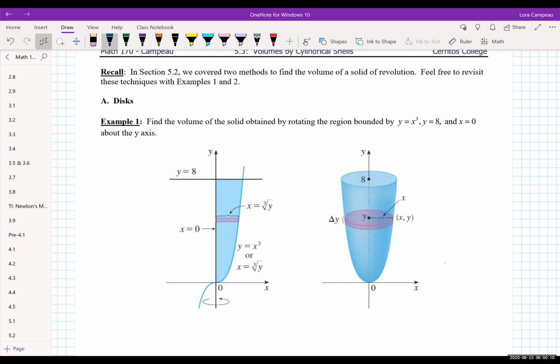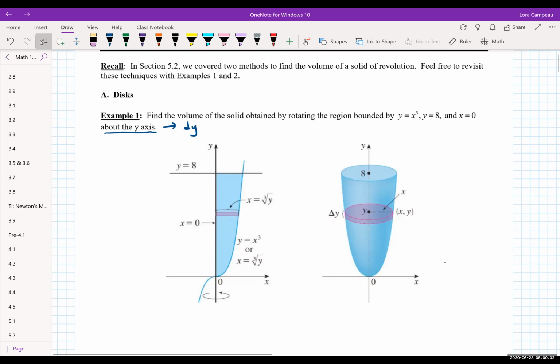We remember when we were dealing with these, we always wanted to make sure we understood what we were revolving the solid about. If it says about the y-axis, we're looking at eventually using dy in our calculations. Then we would try to understand, should we use a disk or a washer? To reason this, we would draw a cross section, and the cross section is always perpendicular to the axis you're revolving the solid about.